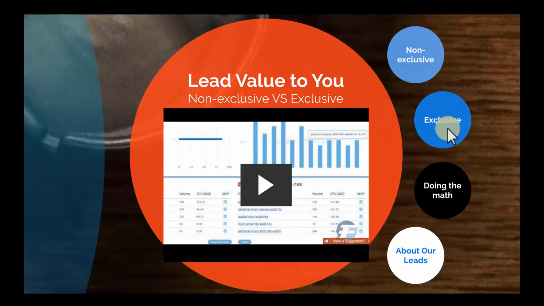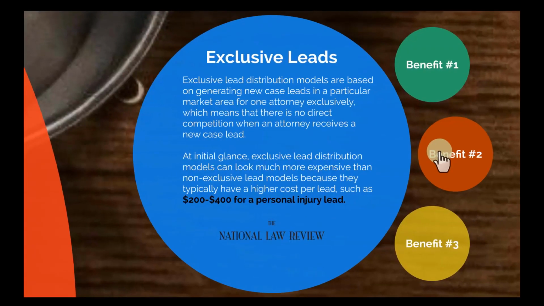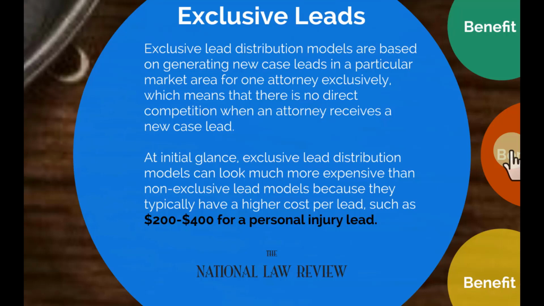So let me give you first the National Law Review's definition, and the industry's definition, of what an exclusive lead is. An exclusive lead distribution model is based on generating new case leads in a particular market for one attorney exclusively. What that basically means is that the lead generation companies you're dealing with won't sell the lead that they sell to you to 3 other lawyers. So you're not dealing with that 25% best hope situation.